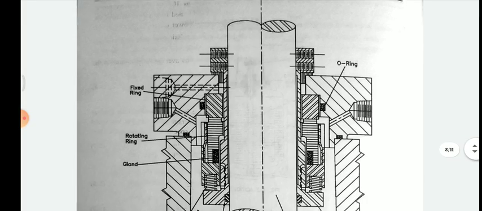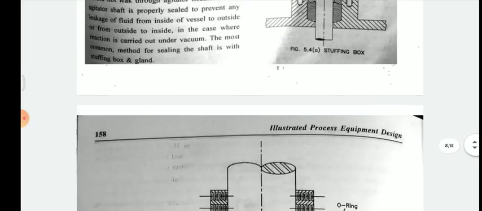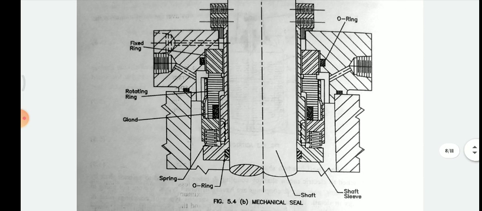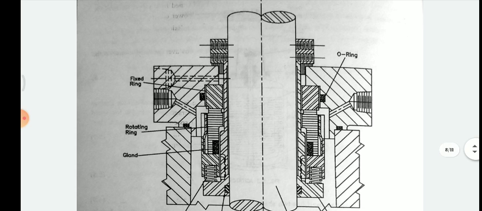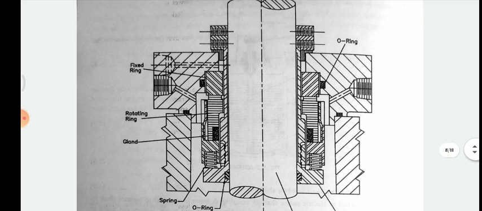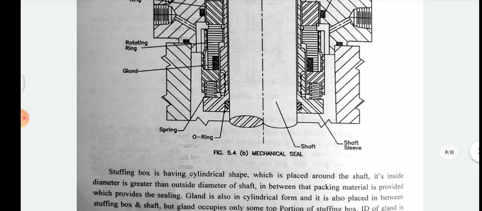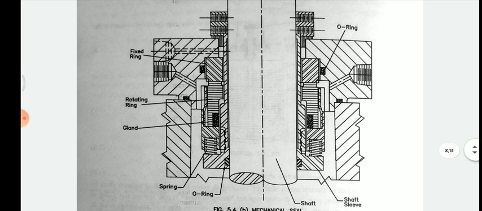Okay, shaft seal, and this one is a mechanical seal, one of the types. 5.4 is a stuffing box, or this one is a mechanical seal, having various parts. So let's see, this one is a shaft, a vertical cylindrical shaped line indicating the shaft, and this one is a shaft sleeve, connected to the shaft, and then this one is an O-ring, then a fixed ring, then a rotating ring, and this is the gland.